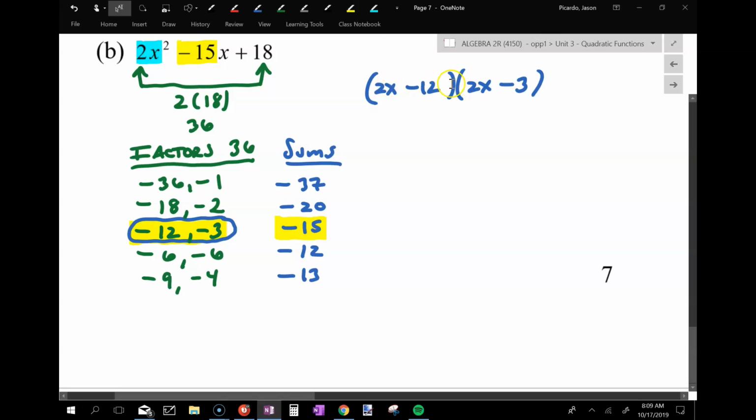Okay, what's 2x times 2x? 4x squared. Is that what I want this first term to be? No, so I know that one of these has to have a factor to take out of it, right? 2x minus 12? What can I take out? A 2, right? What does that give me? X minus 6, right? How about 2x minus 3? Is there anything I can take out of that? No, so guess what? I'm done.